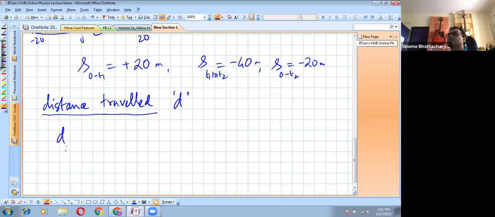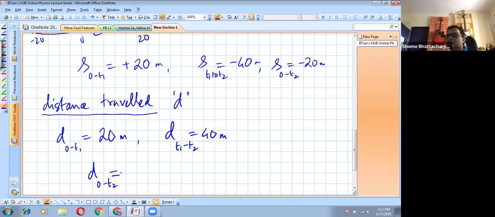The distance traveled from 0 to t1 will be the same as the magnitude of displacement because he has not turned in between. Similarly, the distance traveled from t1 to t2 will again be the magnitude of displacement, which is 40 meters, because in between he has not turned. But the third part, when we are calculating the distance for the entire journey from 0 to t2, in that part you will understand that the distance is becoming different from displacement, because in this time interval he has made a U-turn in between. So now his distance is going to be more than his displacement.